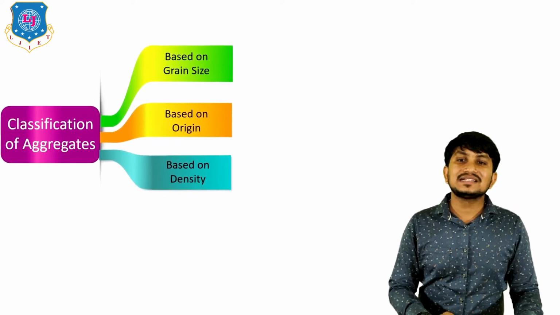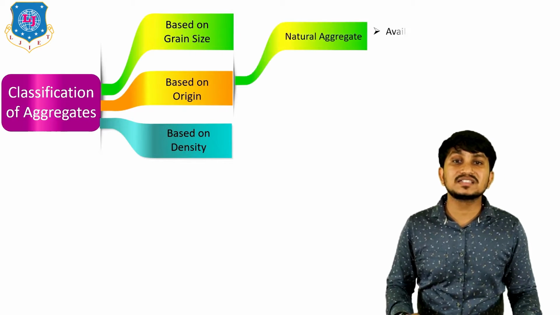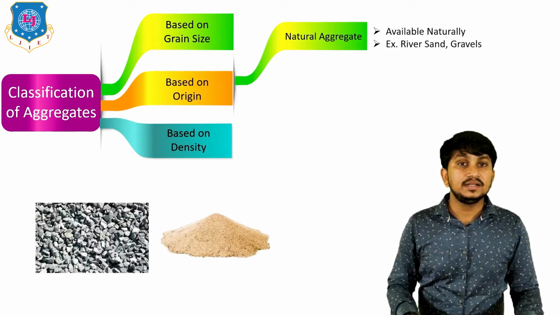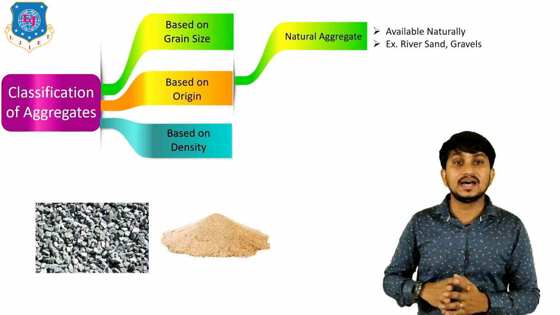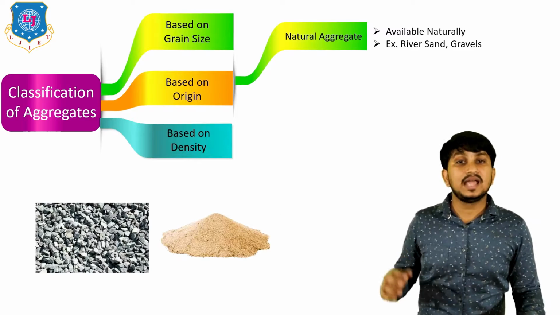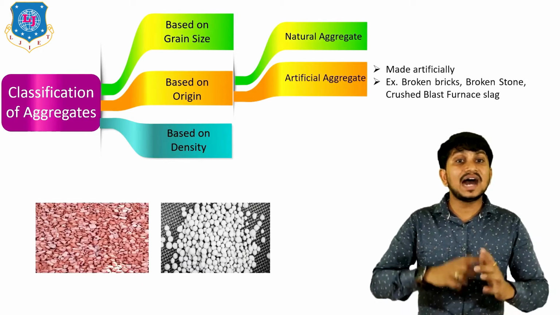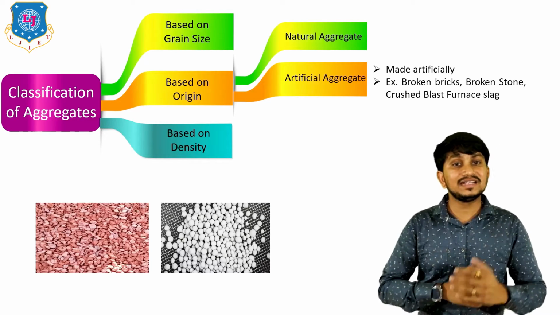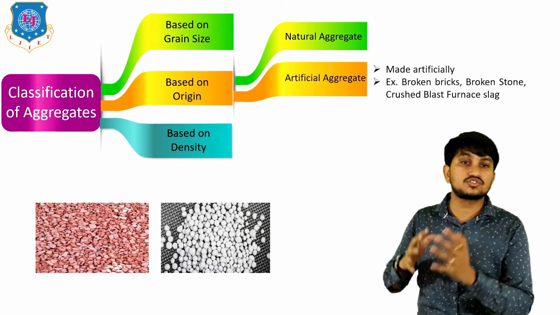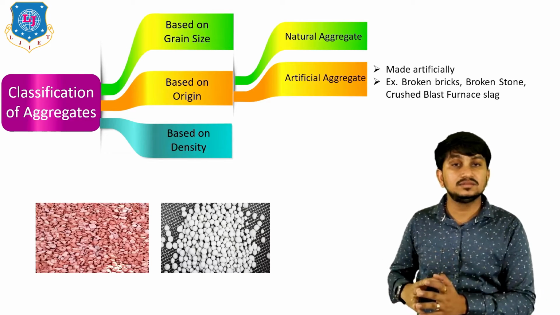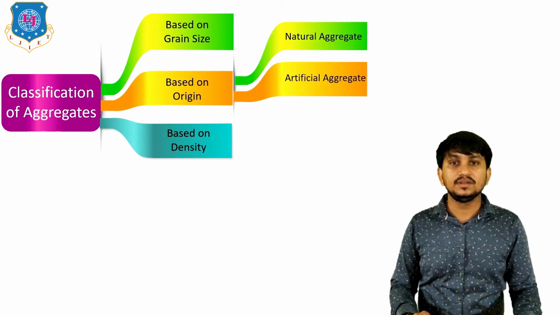Now, let's see the classification of aggregates based on origin, in which the first type is natural aggregates. It is available naturally. The examples of natural aggregates are river sand, gravels, etc. Second is artificial aggregates. They are made artificially by man, or in factories. The examples of artificial aggregates are broken bricks, broken stone, crushed blast furnace slag, sinter fly ash. This figure is of sinter fly ash.